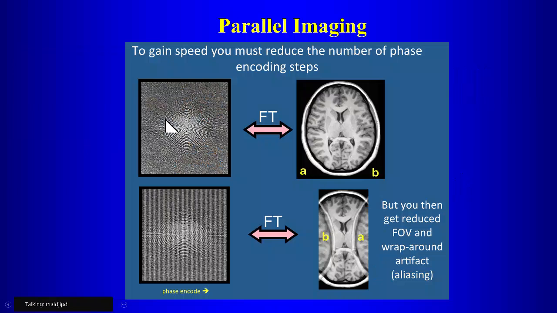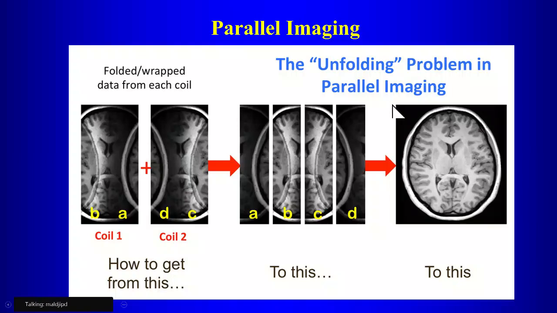So here we're sampling all of K-space, Fourier transform that, you get this, everybody's happy. But what if you just scanned every other line, right? You've reduced your imaging time by half, but the penalty you're going to pay is wrap artifact. You're going to get this, right? So the question is, how do we get rid of this? What can we do? This is the unfolding problem in parallel imaging.